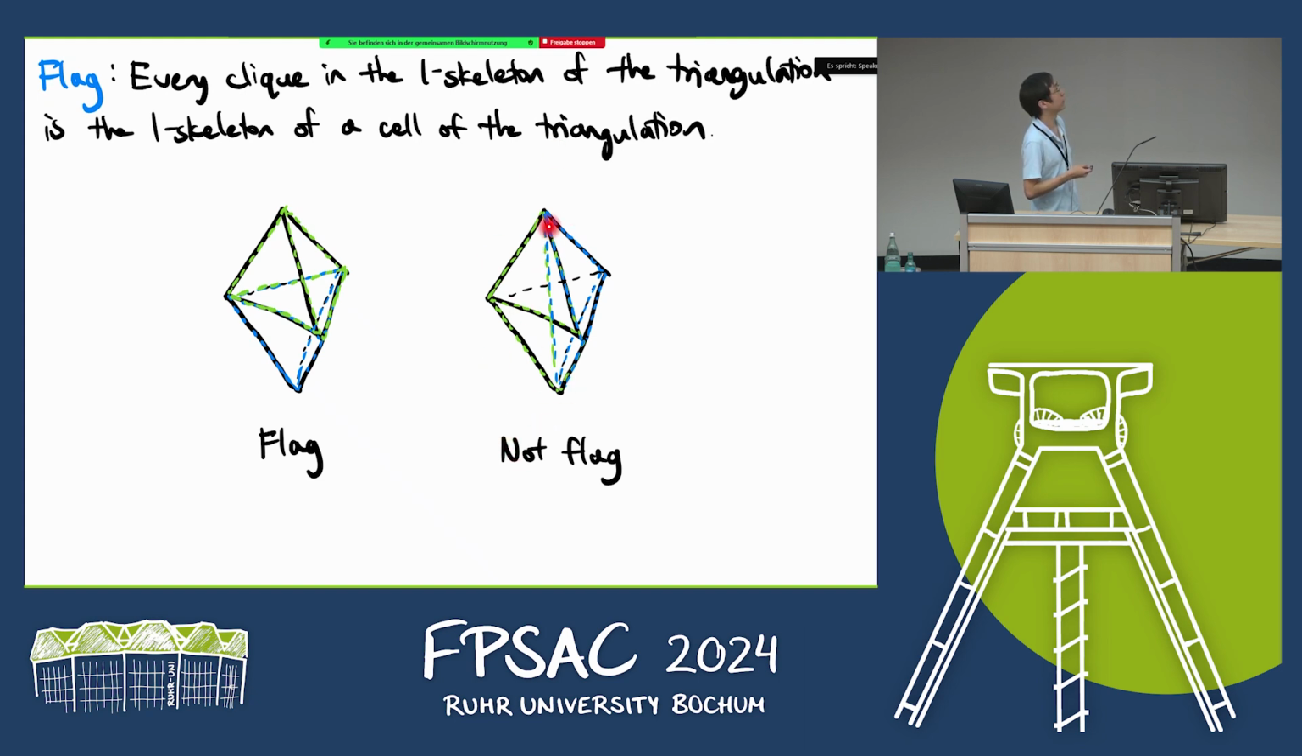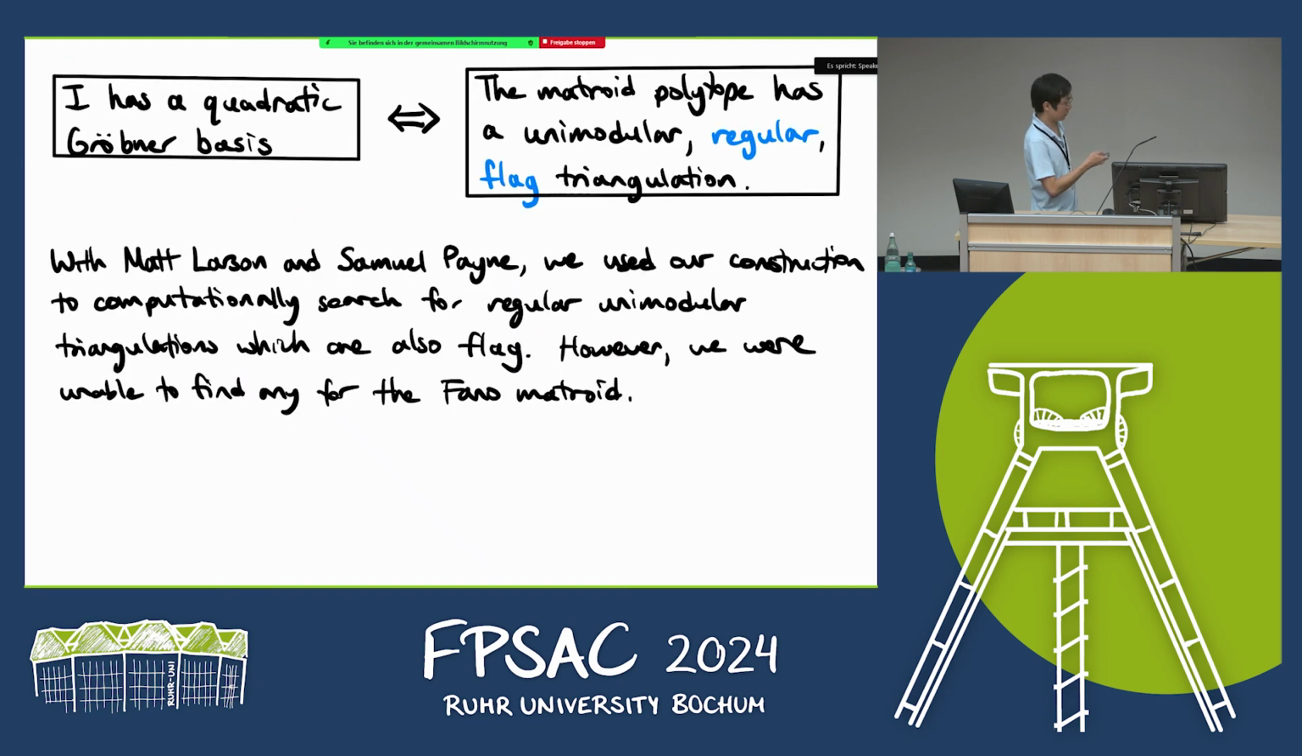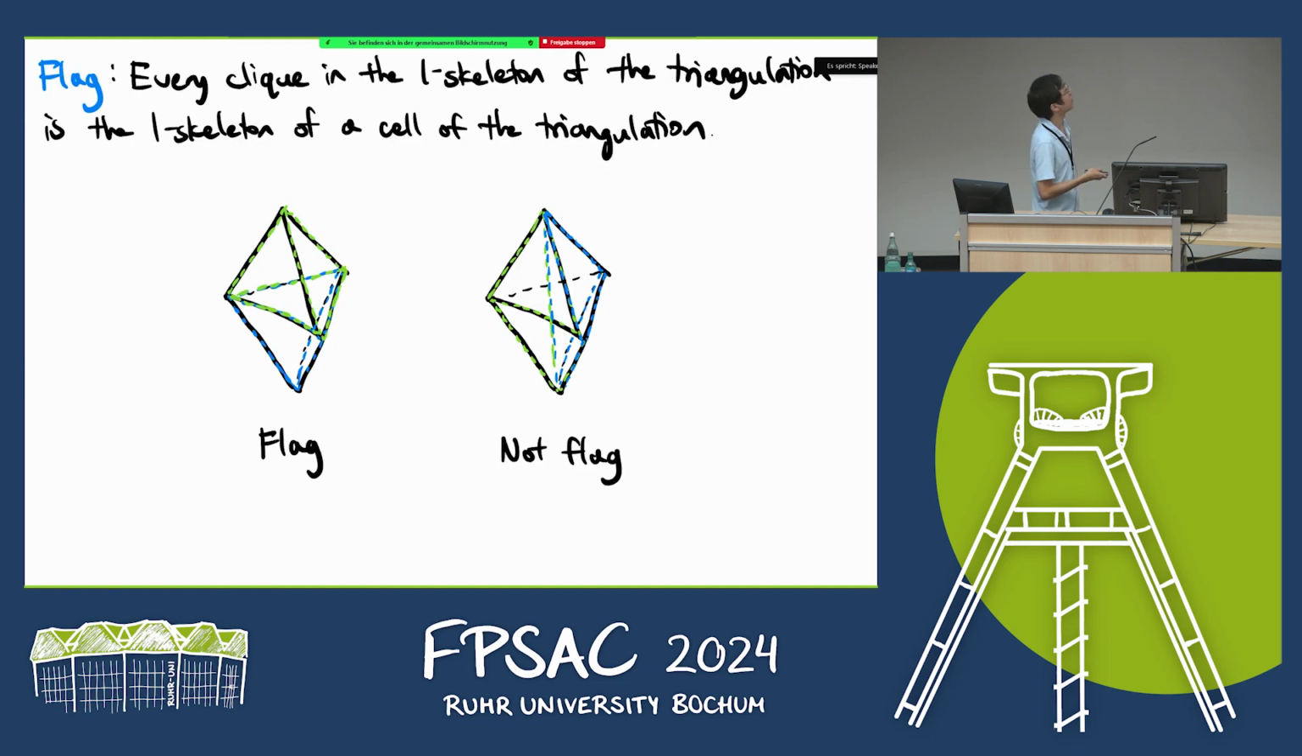I've drawn this line segment down the middle, and there are three simplices that all share this line segment. So this is a flag triangulation, but this is not a flag triangulation, because if you take this triangle in the middle, it is a clique in the one skeleton, but it's not a simplex in the triangulation. This would be a non-flag triangulation.